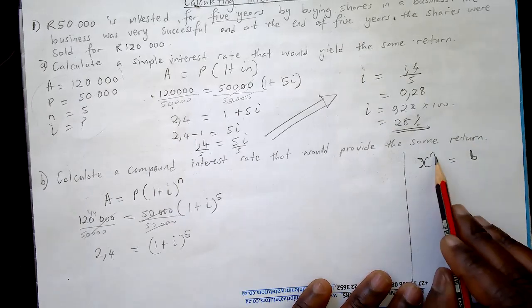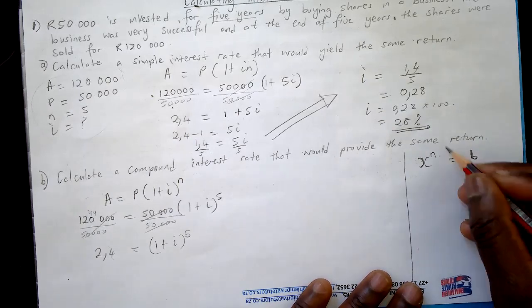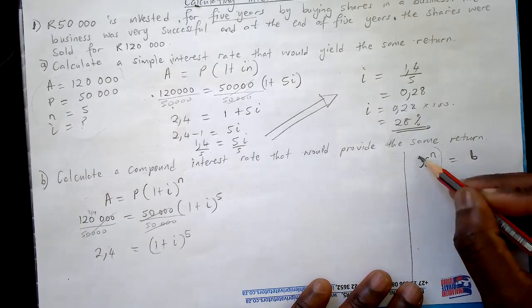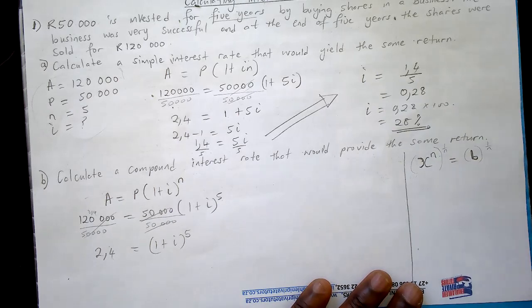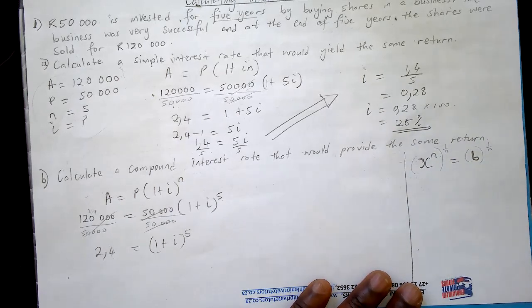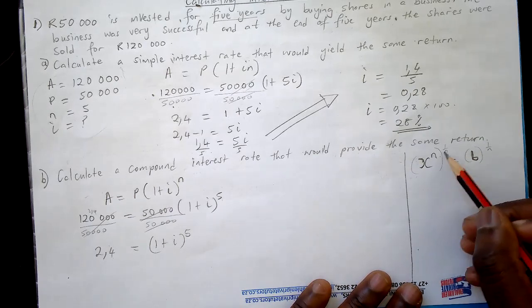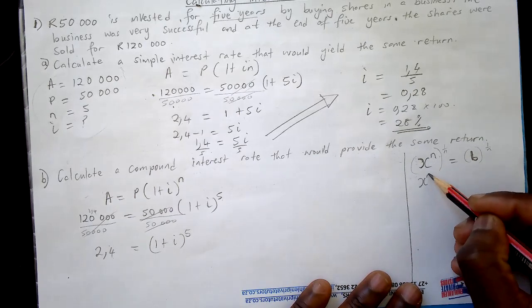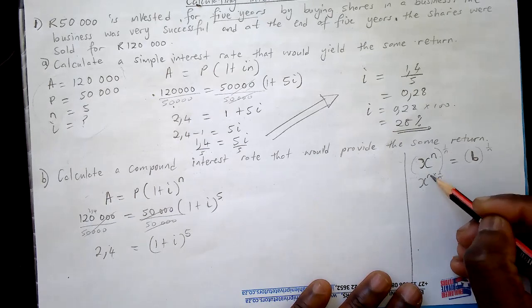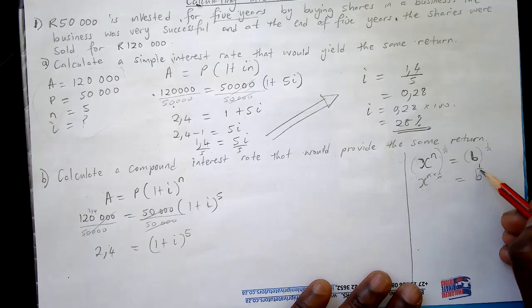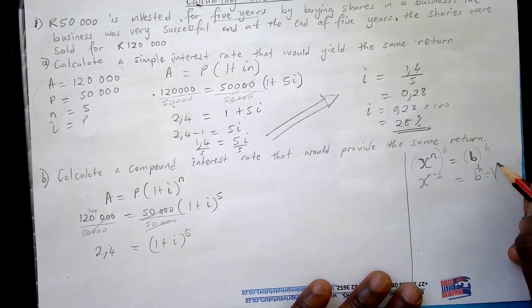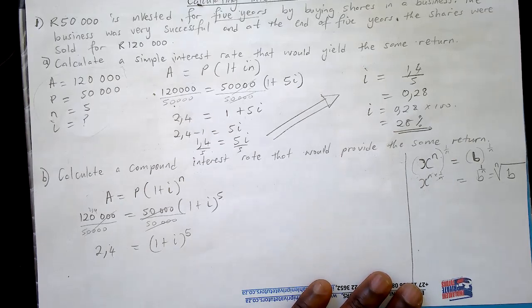Now, to remove this N, what we need to understand is that we're going to raise it to the power of what? 1 over N. If you understand your exponents, you find that this cancels, because we are saying F to the power N times 1 over N, which cancels. But when we have B to the power of 1 over N, this is the same as putting the root sign, then the B, and then the N there. That's what it means.